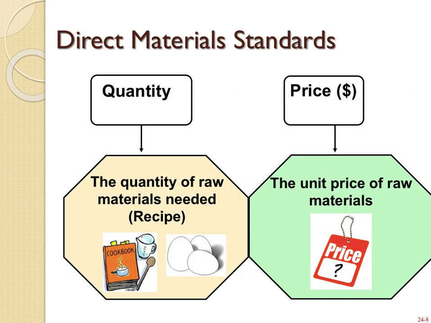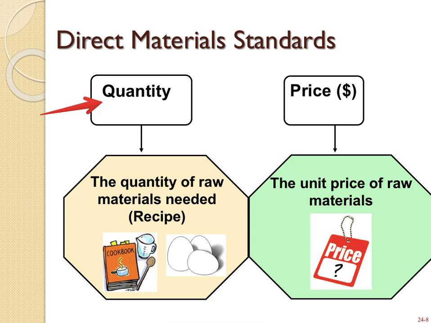So for direct materials, for example, quantity refers to the quantity of raw materials that are needed. And so, for example, if we were making a cake, we would look at our recipe or our cookbook, and it would tell us how many eggs go into the cake. But the recipe will only tell us the quantity, how much goes in. If you were making other types of things, maybe you would ask the engineers, how much wood do I need to build that desk? Or how many yards of fabric do I need to make that dress? That all is what I mean by quantity.